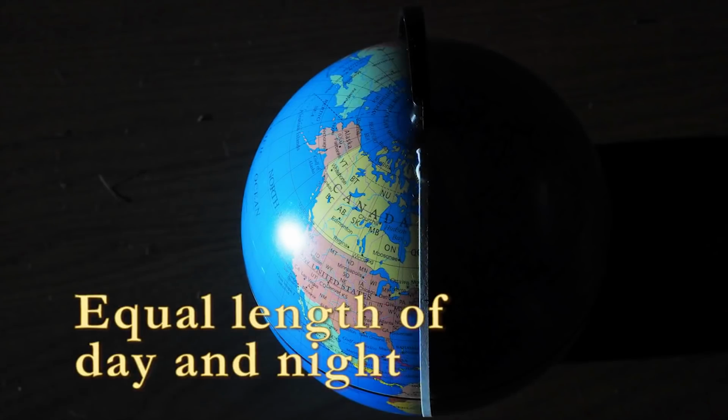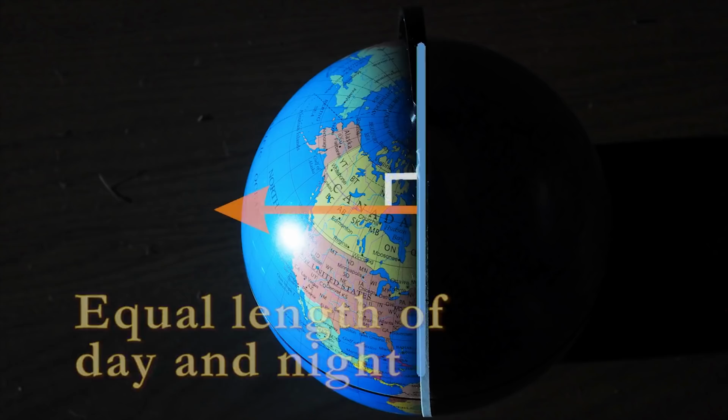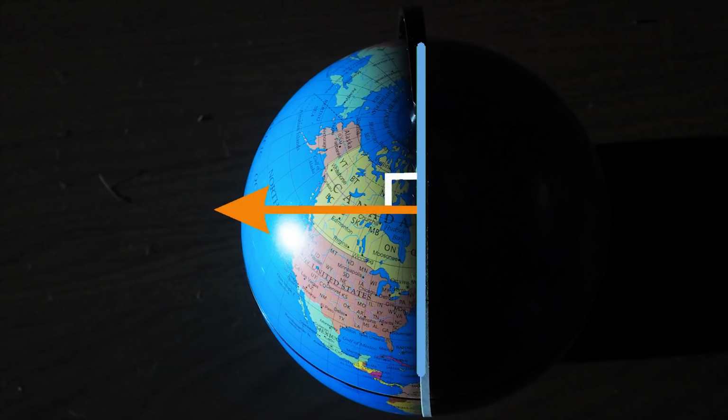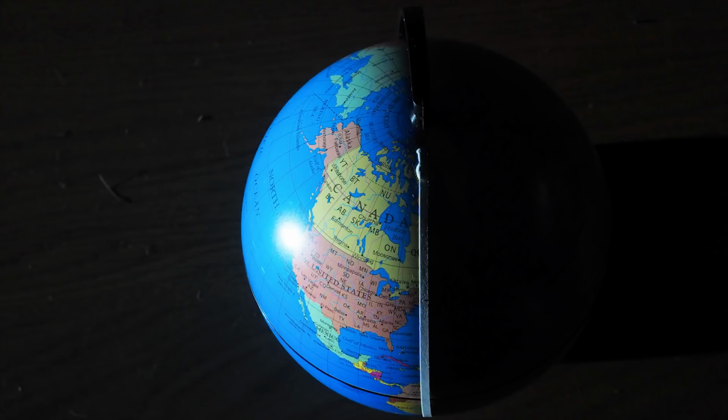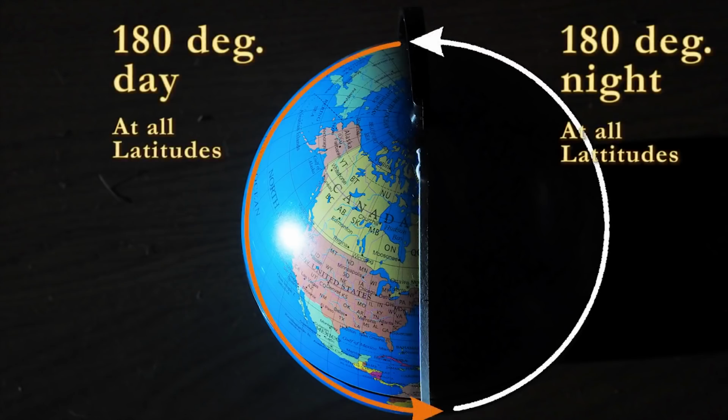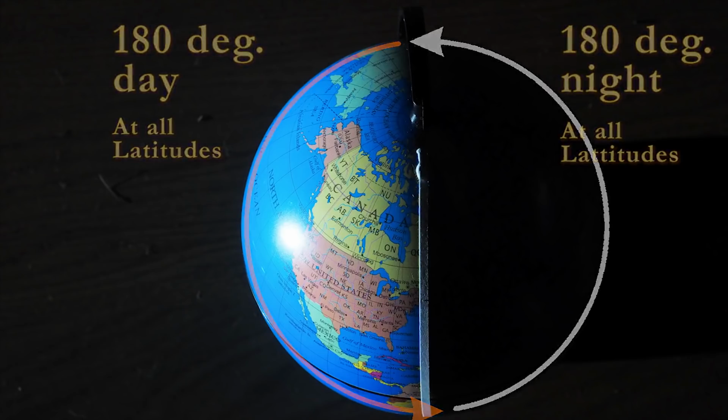Equal day and night is simply the combination of the last 2 points. As the Earth has no effective tilt to the Sun at the equinox, half the planet is getting sunlight. If the terminator line and the lines of longitude are both at 90 degrees to the Sun, then the Sun rises at the same time for all latitudes outside of the poles, and also sets at the same time at all latitudes. In one revolution, we get 180 degrees of daylight and 180 degrees of nighttime.